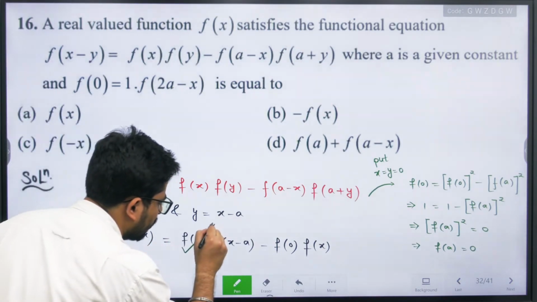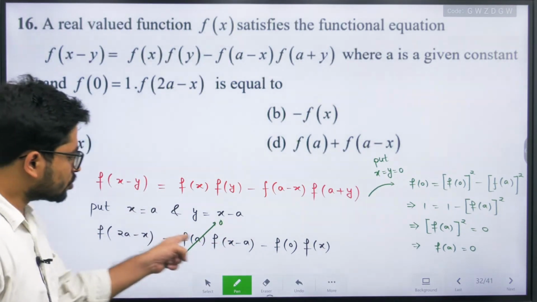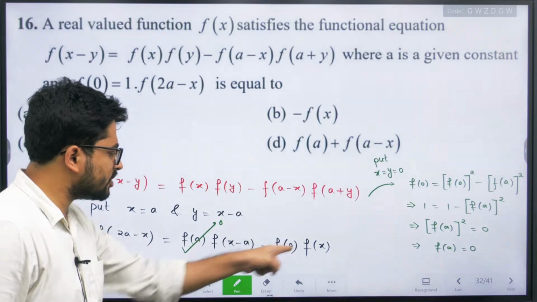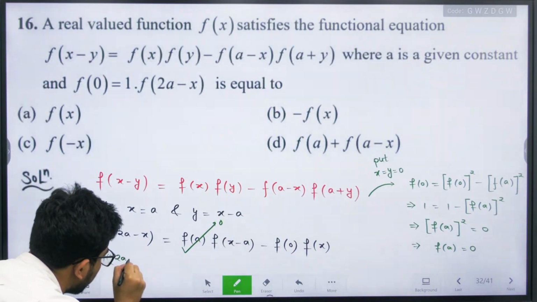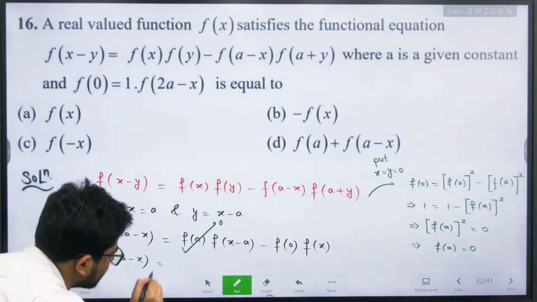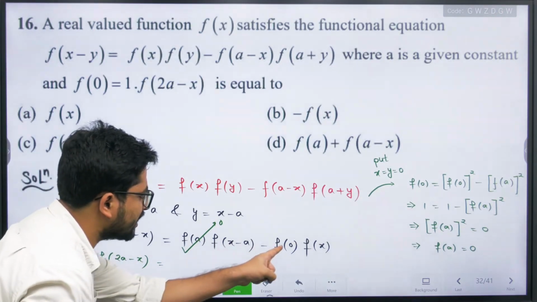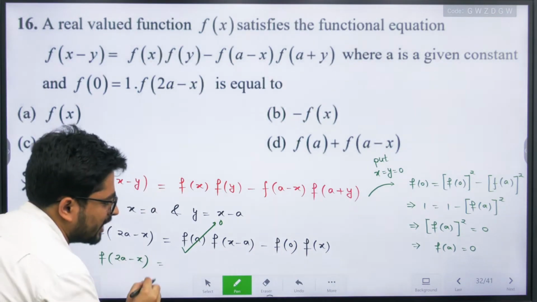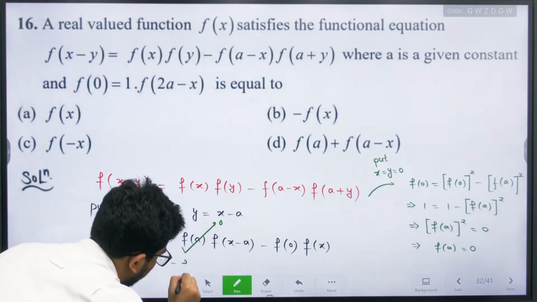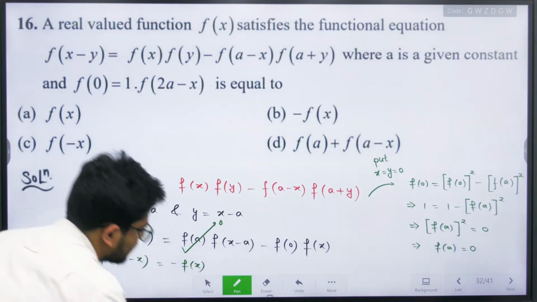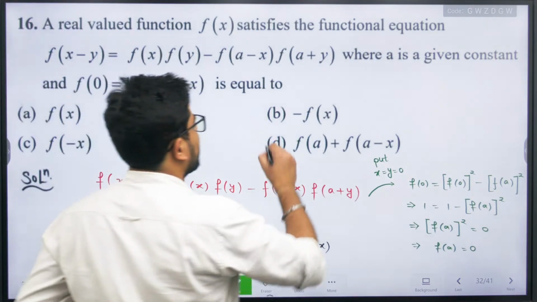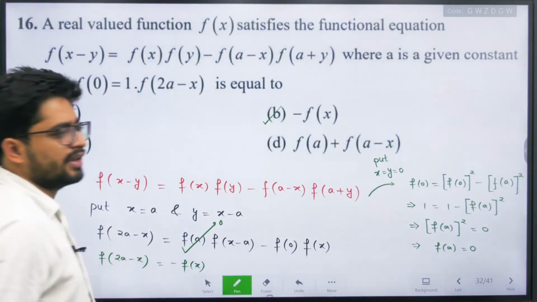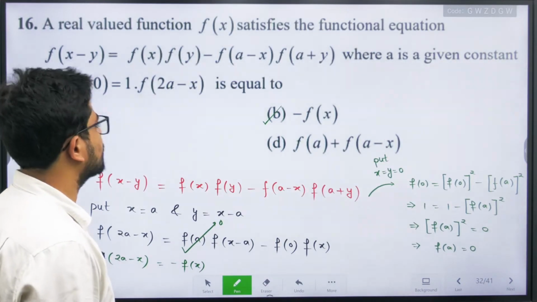So you can use that information here. f(a) is 0, so the whole first expression is 0. f(0) is 1. So clearly f of 2a minus x is equal to 0 minus 1 into f(x), that is minus f(x). So f of 2a minus x is minus f(x). So the final answer is B here. The correct option is B.